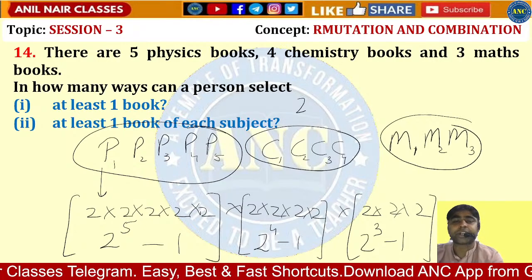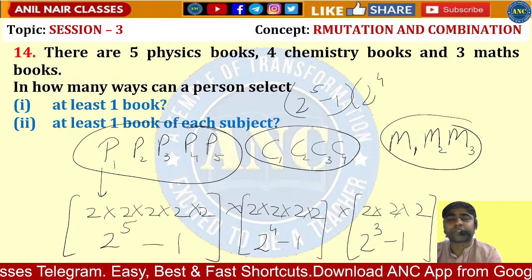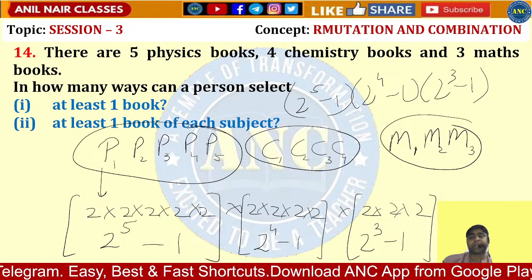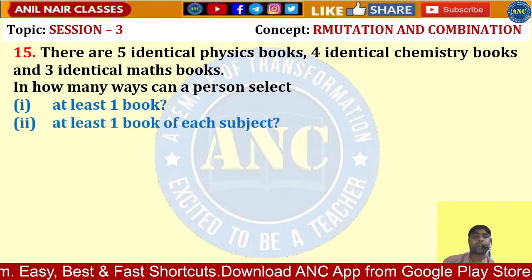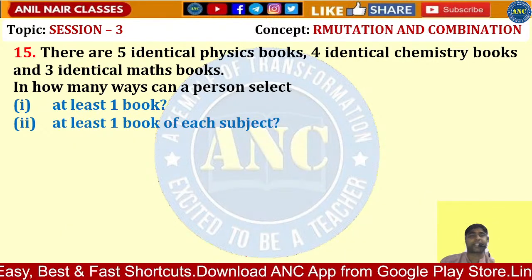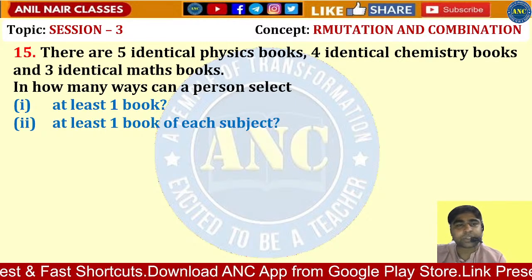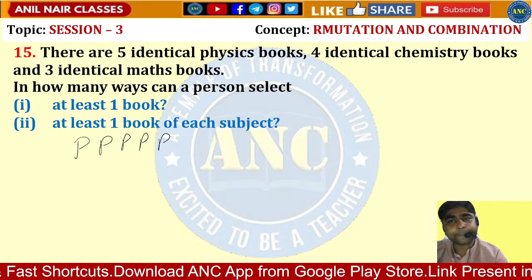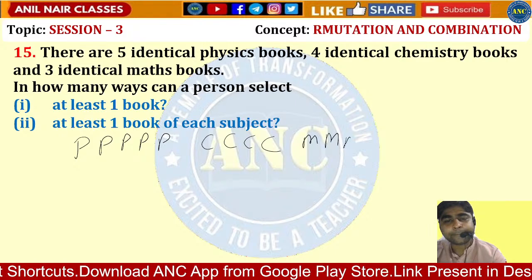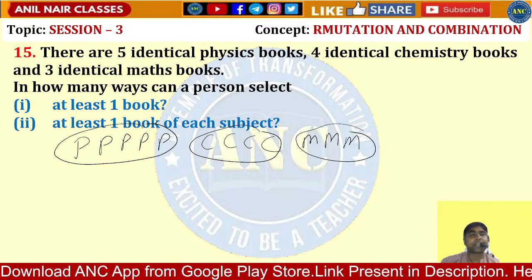So my answer would be (2 to the power of 5 minus 1), (2 to the power of 4 minus 1), (2 to the power of 3 minus 1). This would become my answer. Okay, now this is the question which has changed. Identical books. If it is saying identical books, then what does that mean? In how many ways can I choose?